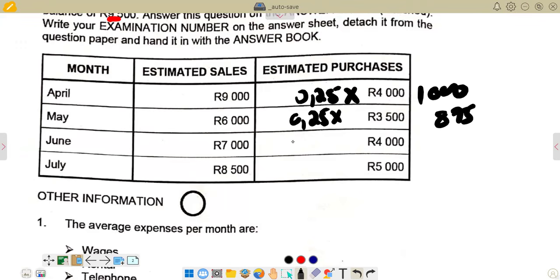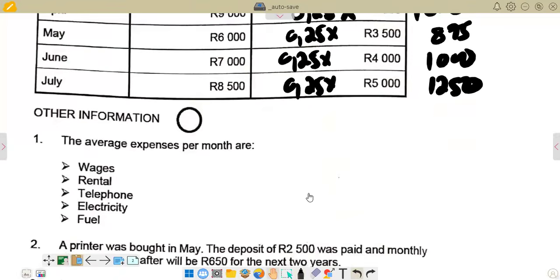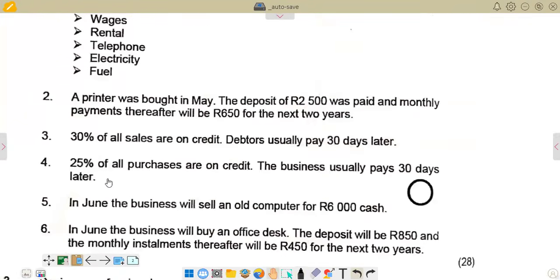Do the same there, 0.25 multiplied by 4,000, you get the same figure, 1,000. And I'll do the same for July, 0.25 times 5,000, and you get 1,250. So having done that, now we can go back to see the instruction in terms of credit purchases. They are saying the business usually pays 30 days later. So it means it's a month after again.